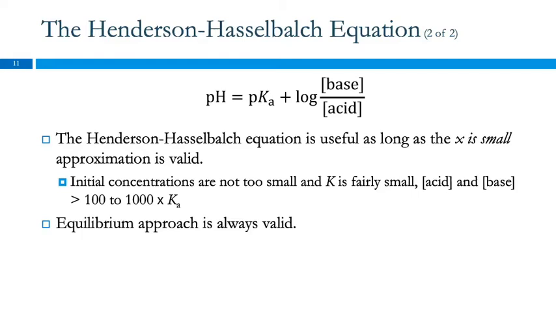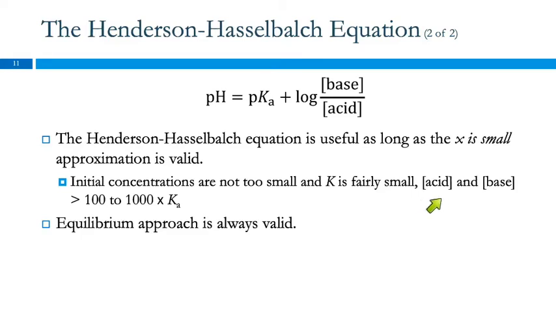These have to be conjugates of each other. They can't just be random weak acids and bases. They have to be together. So x is small will work if our initial concentrations are not too small and if Ka is fairly small.